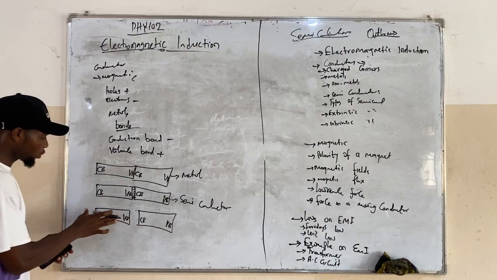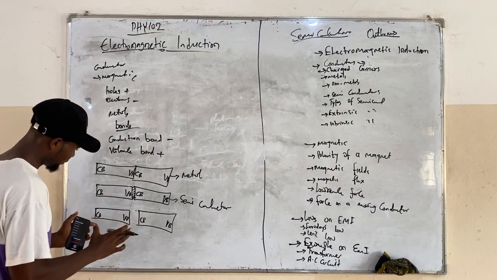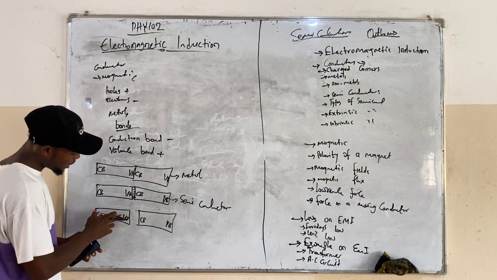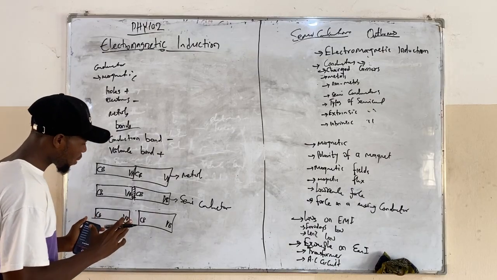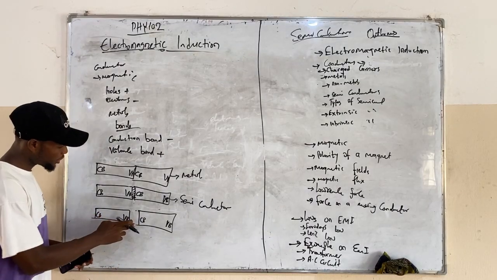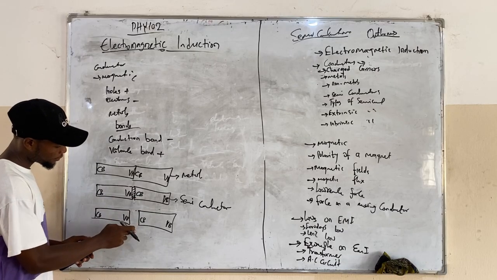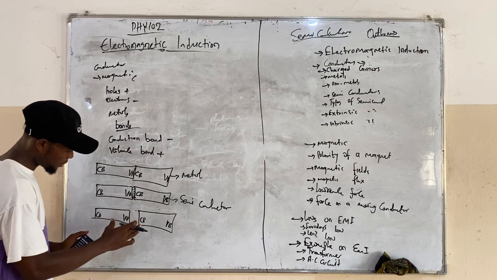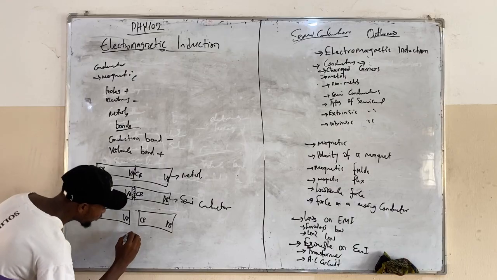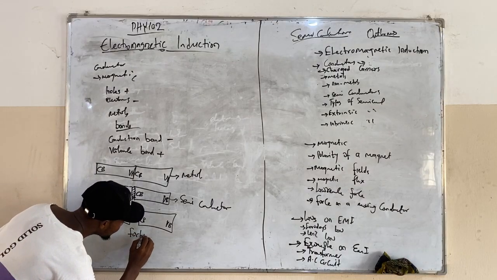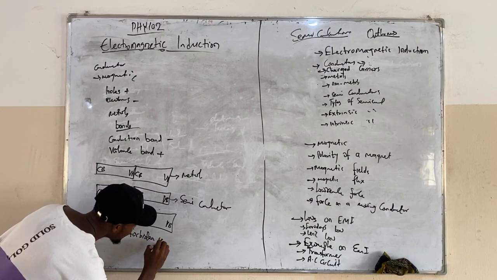In this third diagram, the gap between the valence band and the conduction band is very wide. This one is different from the second one because of the gap. The second has a narrow gap, and this wide gap is called what? The forbidden gap.